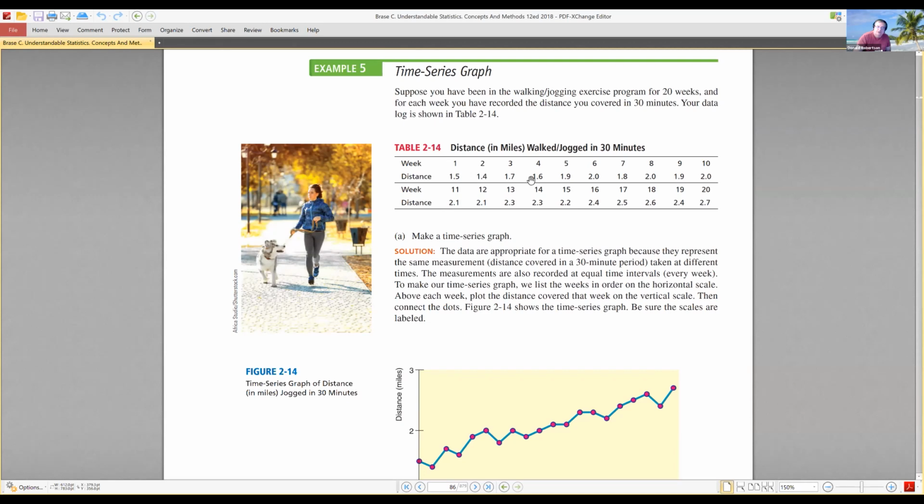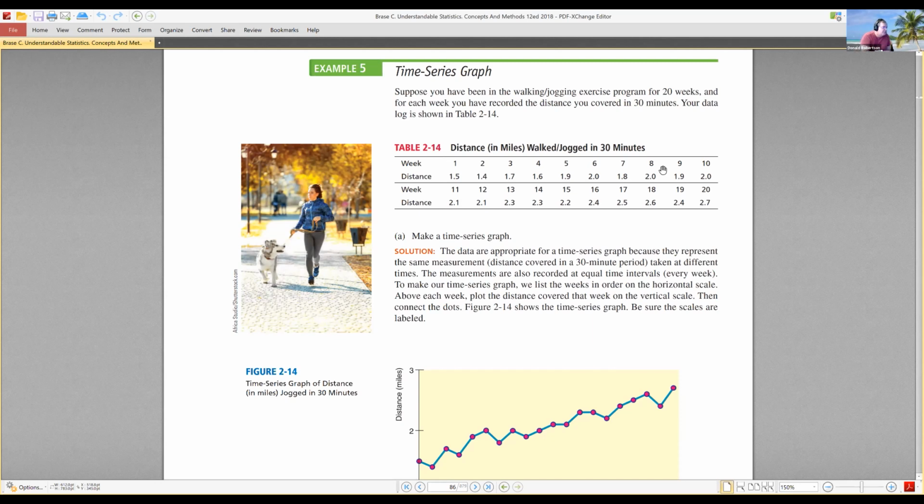imagine that you collected data over a 20-week period. And underneath you had the distance in miles walked or jogged in 30 minutes. And this is, you know, on week 2, he did 1.4 miles, and in week 17 it was 2.5, and week 20 it was 2.7. If you take this data that's in the form of a table, it's very difficult to see any pattern. It's called a time series, this kind of graph, because the top variable is some measurement of time. In this case, it's weeks.